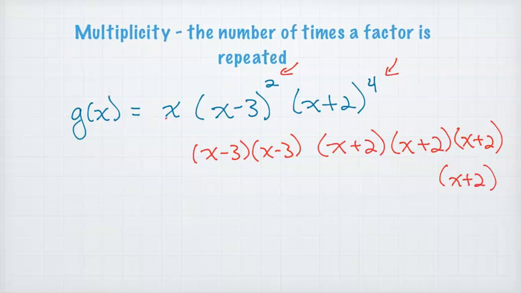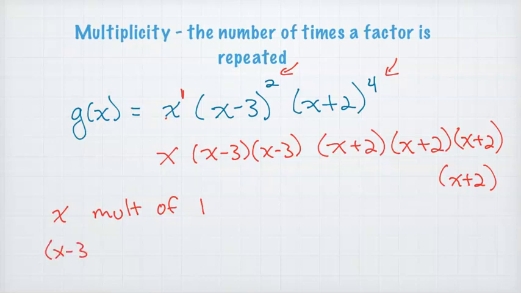This x has no exponent, or it has a secret exponent of 1 is a better way of saying it, and so that is only repeated once. So we say that this factor of x has a multiplicity of 1. And usually if there's a multiplicity of 1, you don't say it has a multiplicity. It's just understood.